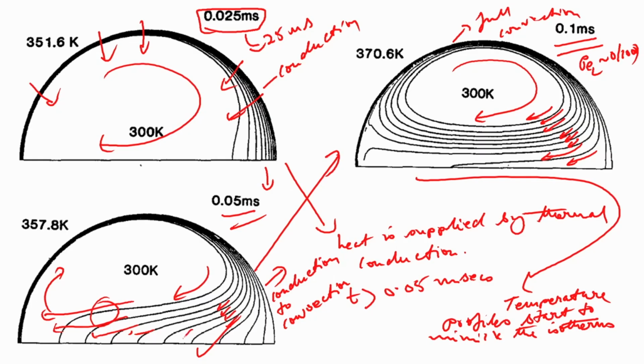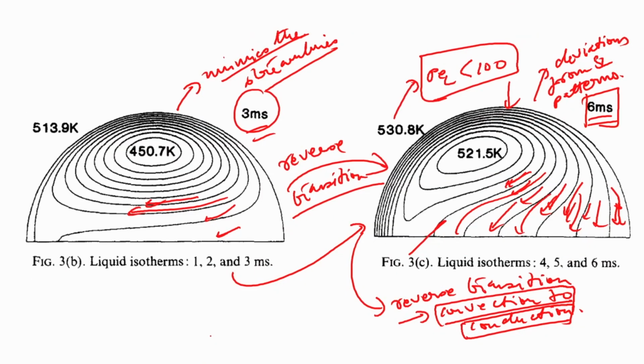These streamlines are curving like this, but it is basically like a hysteresis. That is conduction to convection, and this is convection to conduction migration. That is what is happening in these two cases. Okay. So, in the next lecture we are going to cover the rest of the topics.